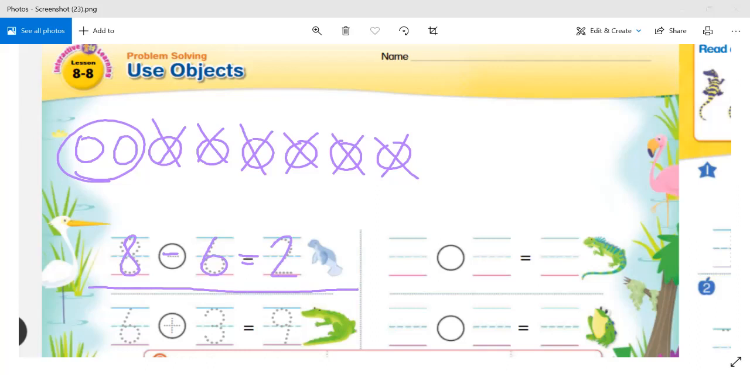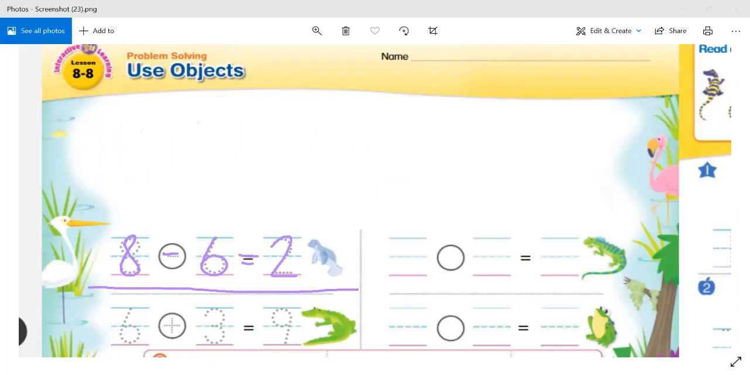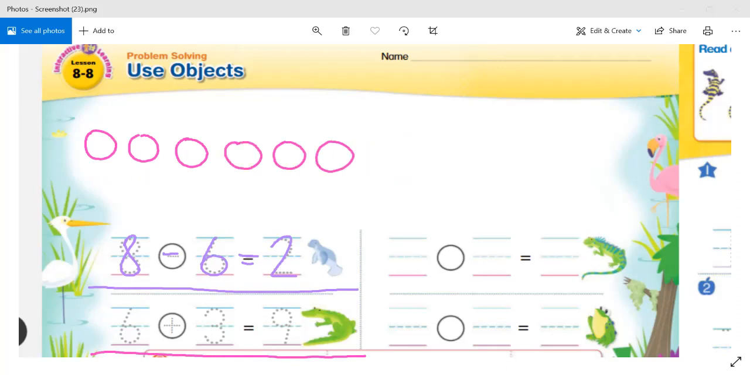All right, let's look at the next sentence here. Let's look at this one down here. It's about alligators. We have 6 alligators and they're sleeping in the sand. So let's draw 6 counters for our 6 alligators. 3 more alligators crawl over to join them. How many alligators are there in all?